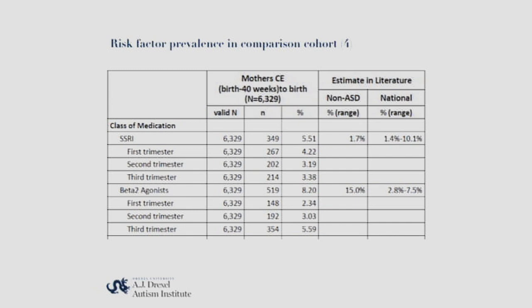There's been some interest in medications, and medication use in pregnancy is something that can be looked at really effectively through claims data. And here again, we had prevalence estimates. If you look at the percent columns there for SSRIs and beta-2 agonists, two drugs of interest, that really matched national expected levels. So that's another class of exposure that we were encouraged about for potentially exploring in healthcare claims.